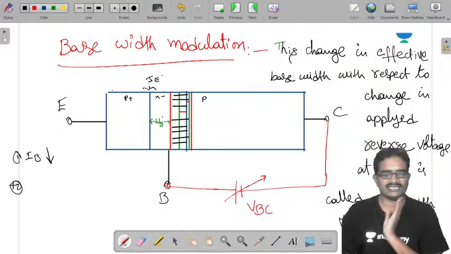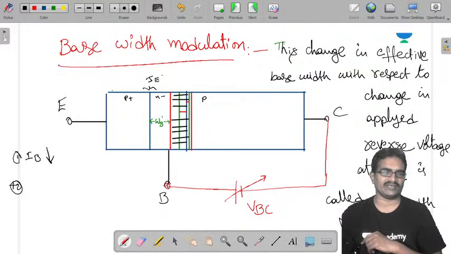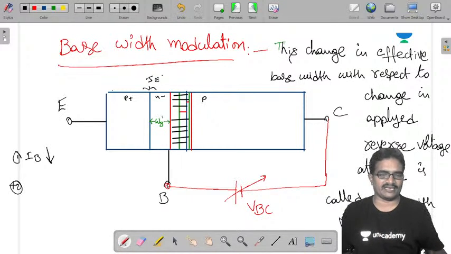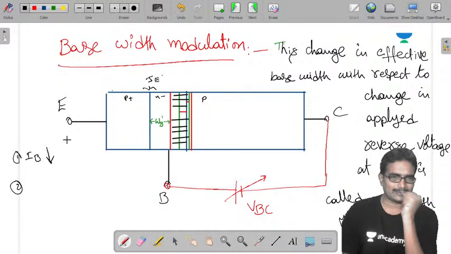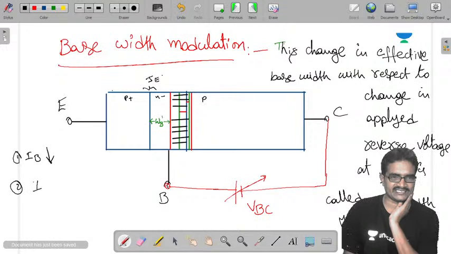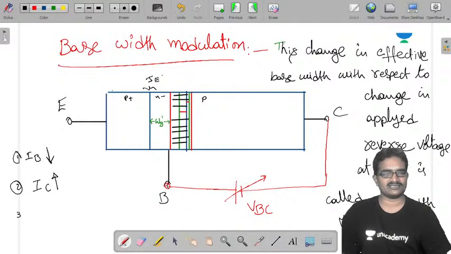Second, instead of 5 carriers recombining at the base, only 4 carriers recombine at the base, let us say. The remaining one additional carrier reaches the collector. So that means collector current is increasing. Collector current is increasing.